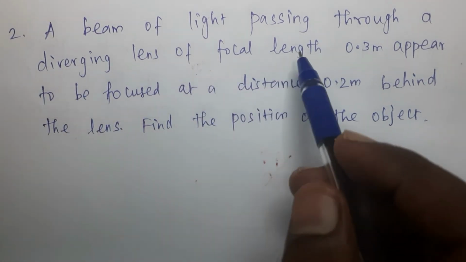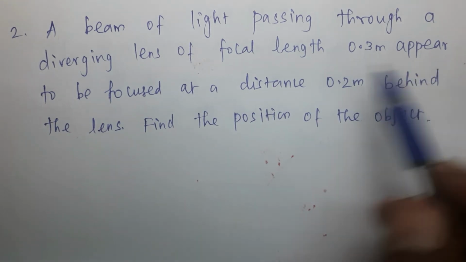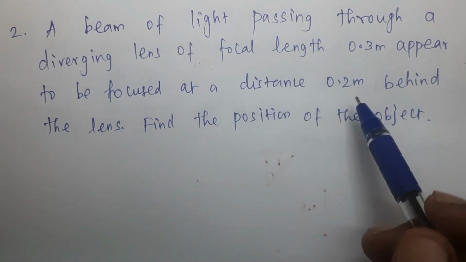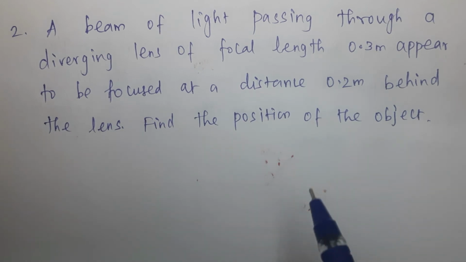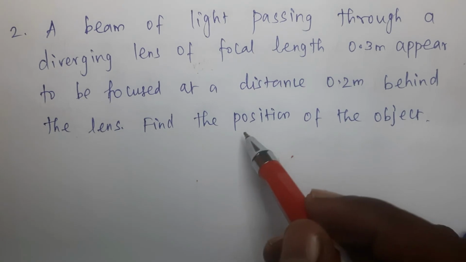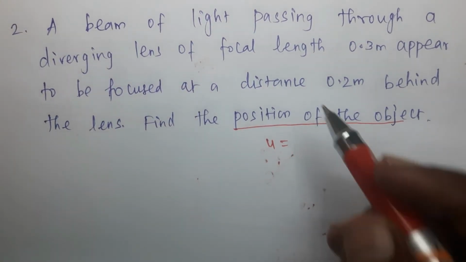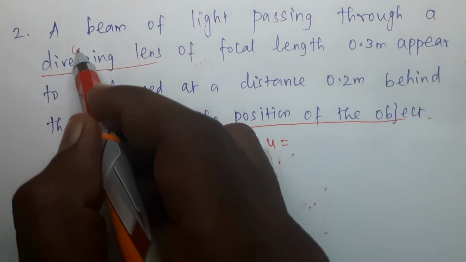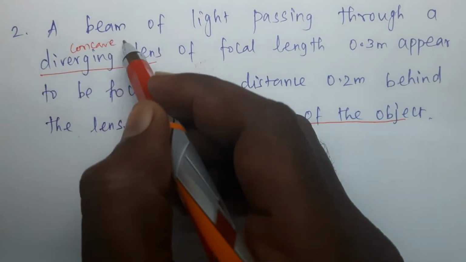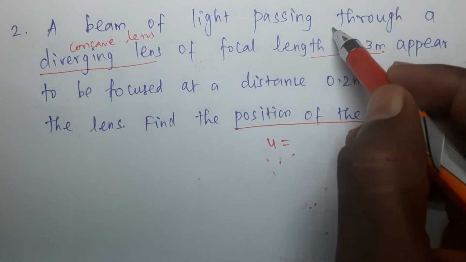Second solved problem. A beam of light passing through a diverging lens of focal length 0.3 meter appeared to be focused at a distance 0.2 meter behind the lens. Find the position of the object. So position is u. That position of the object is always in the negative sign because the object is always placed to the left of the diverging lens. A diverging lens represents a concave lens. So another name of diverging lens is concave lens.